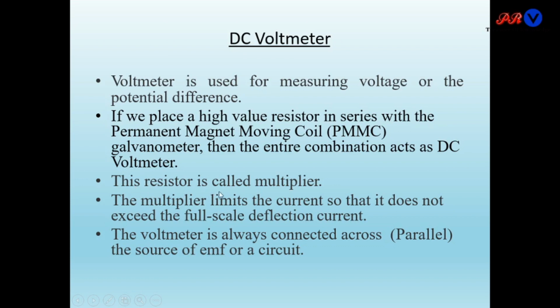This resistor is called multiplier, which we are placing in series. It is known as multiplier. The multiplier limits the current so that it does not exceed the full scale deflection current Im. The voltmeter is always connected in parallel across the source of EMF or a circuit whose voltage is to be measured. The voltmeter is connected in parallel with that circuit.